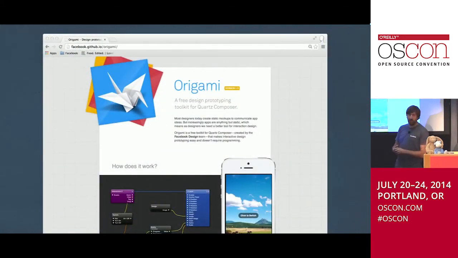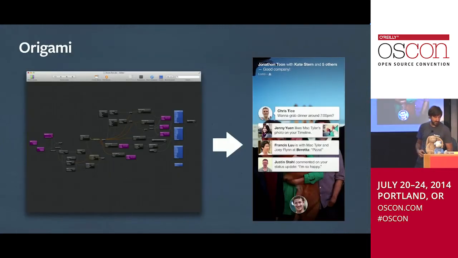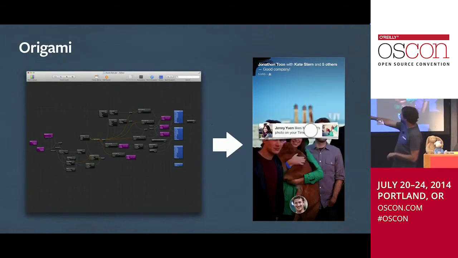When we create a new application, one of the first things that we do is mock up the UI. We use a tool called Origami. This came out of the work on Paper, but we've used it on Home as well. Origami is a set of patches for Quartz Composer on OS X. And it looks a little bit like this. This is obviously Quartz Composer here.